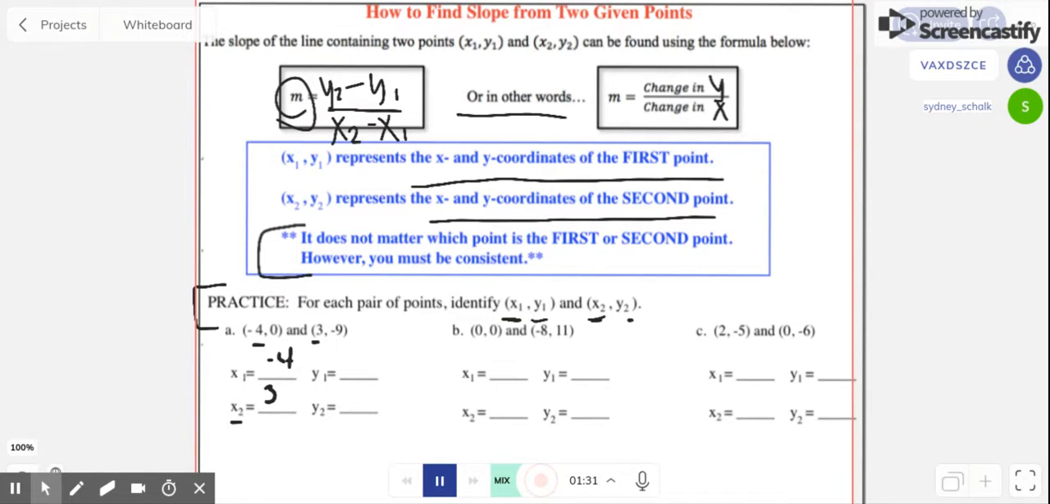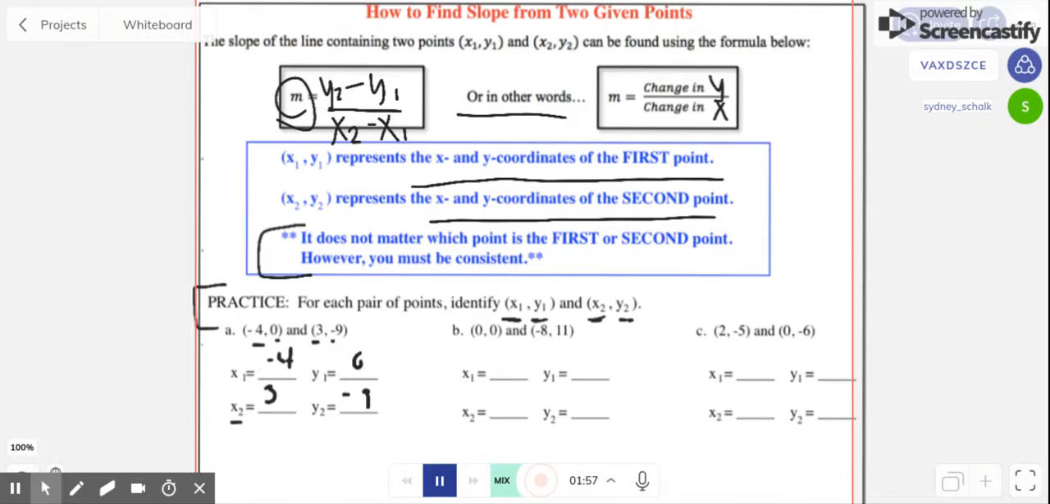y1 is next. That's right here. That's in our first ordered pair and the second one in our ordered pair, so that'd be our 0. And lastly, we have our y2. That's the very last thing we see, our second ordered pair and the second number in the ordered pair, so that'd be our -9. Go ahead and try the next two on your own. Pause the video and come back and see how you did.